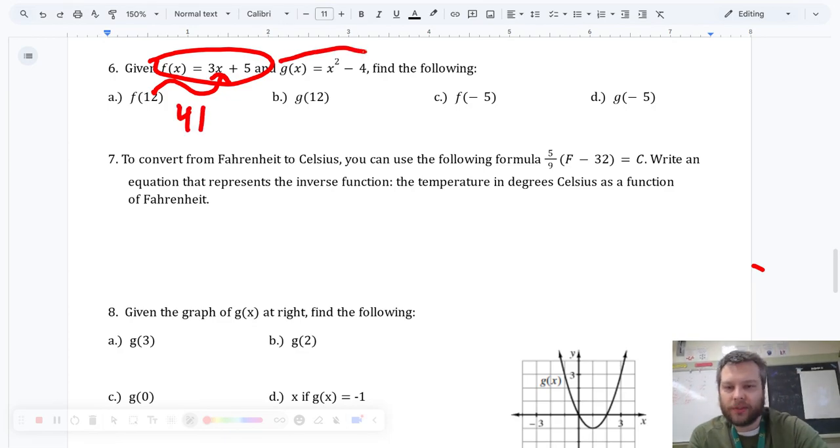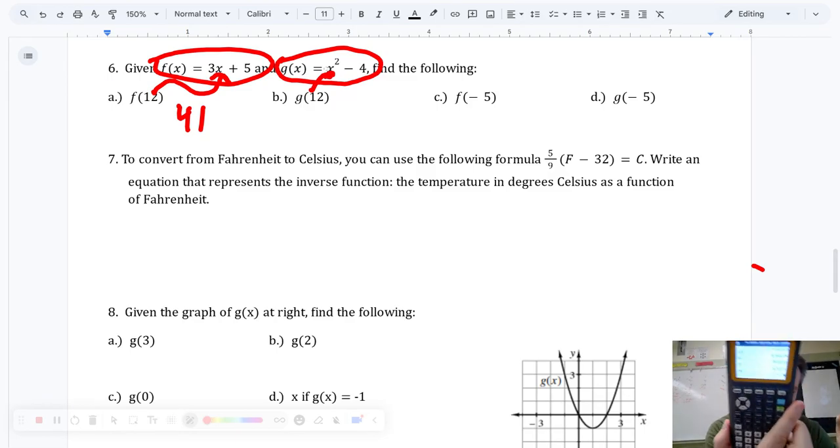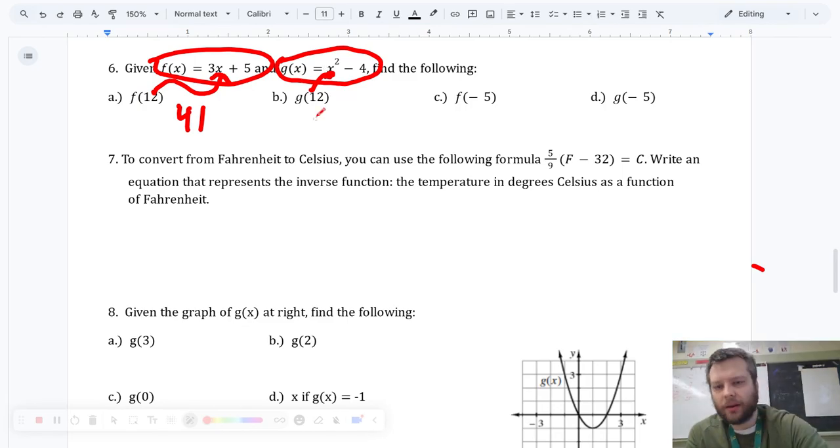G of 12 means use this function instead and plug in 12 right there. X squared means 12 squared minus 4. Please just type it in to the calculator. If you want to try to do it in your head, you can, but you're allowed a calculator.